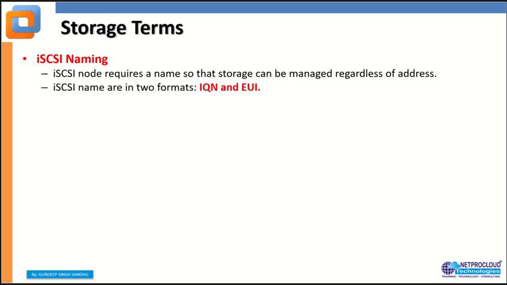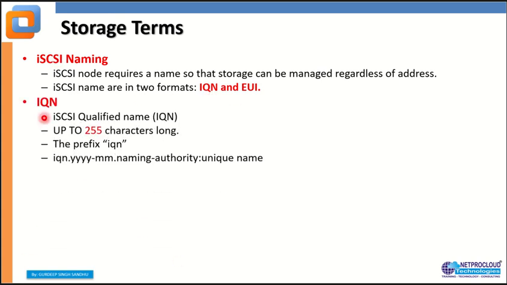Now there are further storage terms, like iSCSI naming. iSCSI naming can be IQN or EUI. So what is IQN? Let's study this. IQN is a name up to 255 characters long. Its full form is iSCSI qualified name. The prefix is iqn, followed by the year and month, sorry, the date. So basically it's a date without the day, then a dot, the naming authority, and a unique name. The unique name can be like the host name also. So from the prefix iqn we can identify the IQN naming.